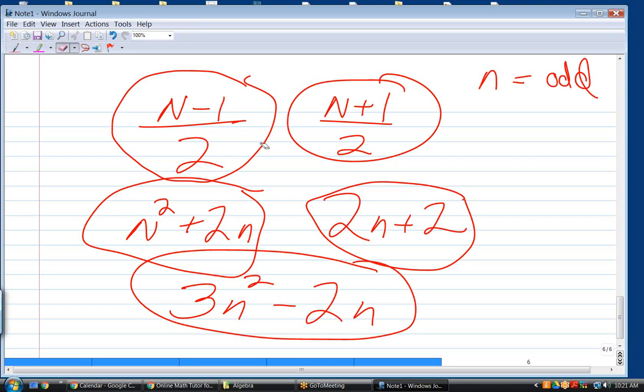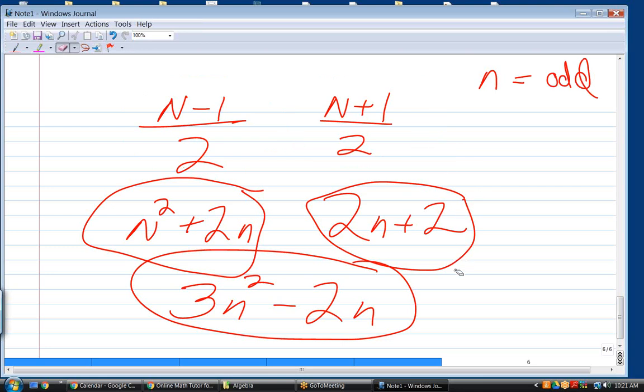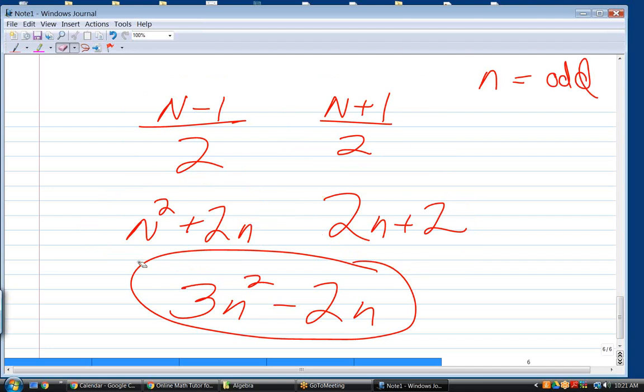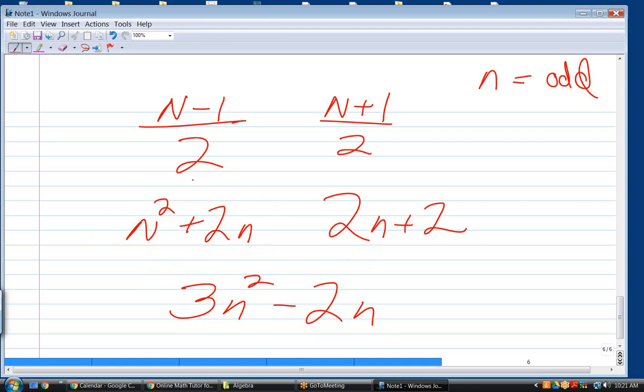Okay, so let's say that we use number 3. So 3, if we're going to try the first one, 3 minus 1 divided by 2, it's going to be 2.5. Hold it. 3 minus 1 is 2. Divided by 2 is 1. Yeah, so this is an odd number.